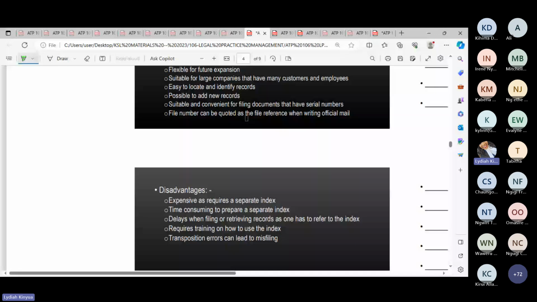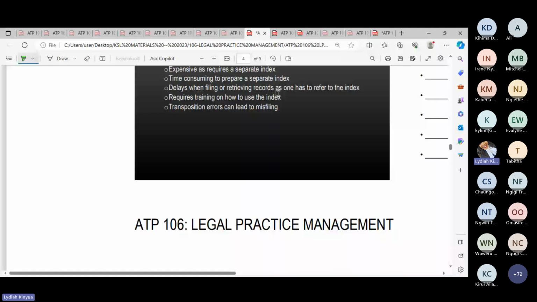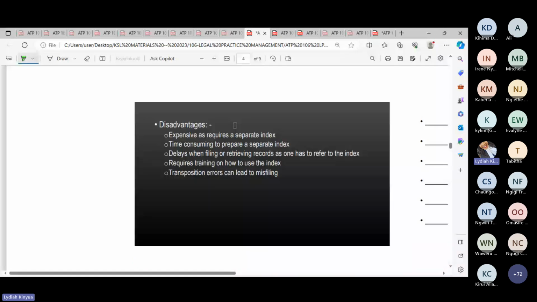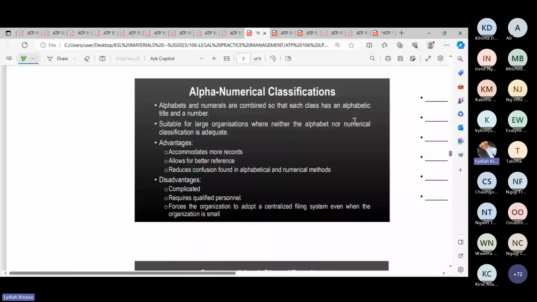Disadvantages are it can be very expensive, it is time consuming, it can delay you when retrieving records, it requires training on how to use an index, and transposition errors can lead to misfiling. Alphanumerical is where you combine both numerals and alphabets. You combine A, B, C, D and 1, 2, 3. So that's alphanumerical. And then it could be geographical.